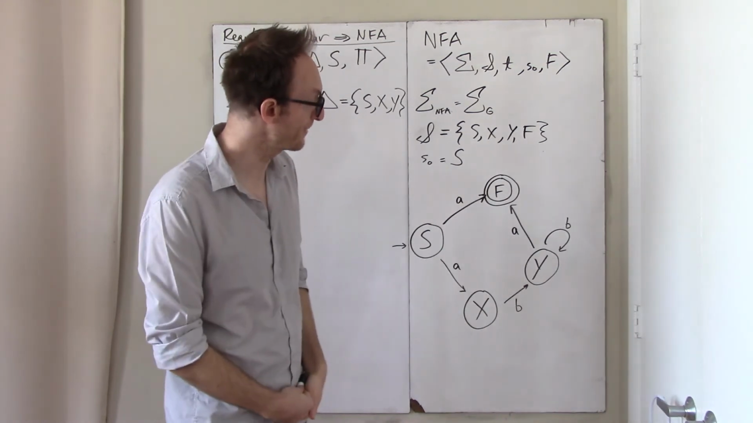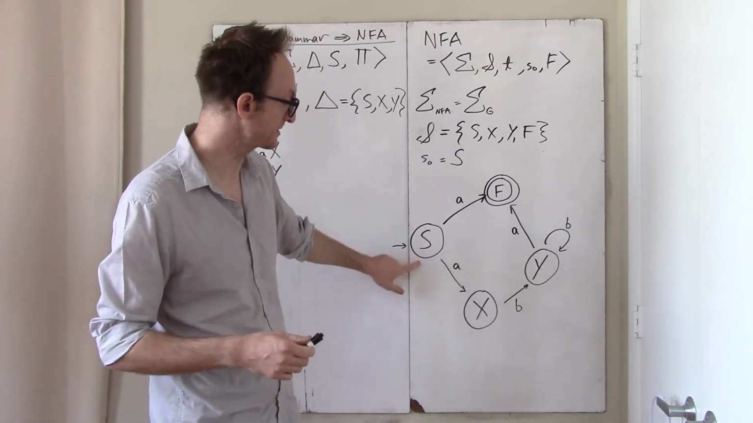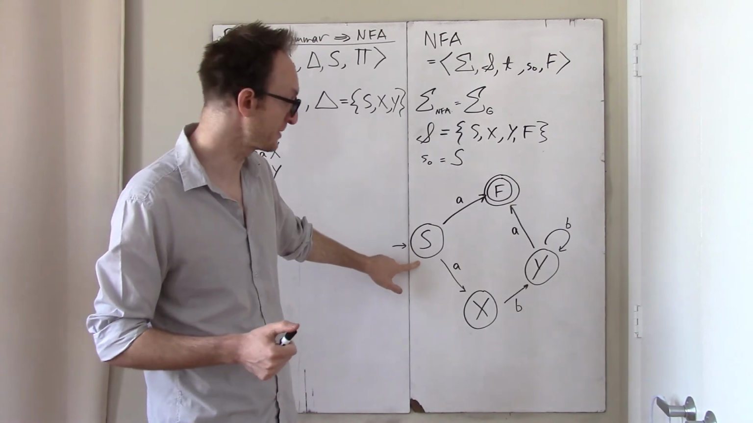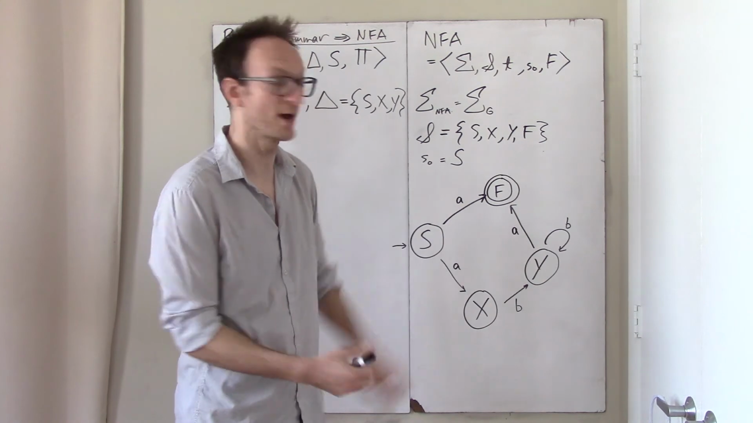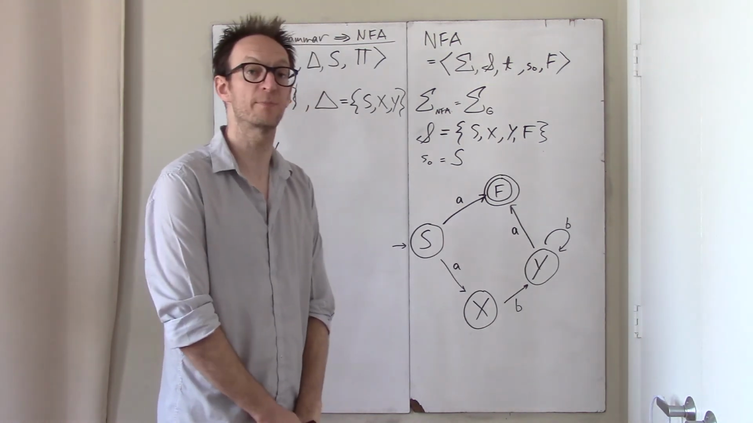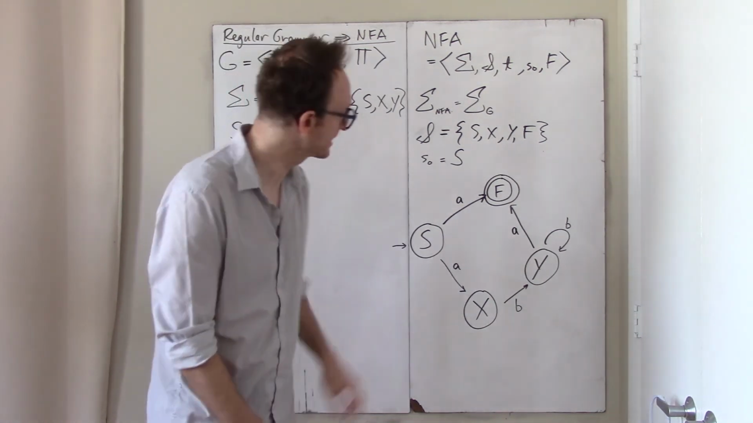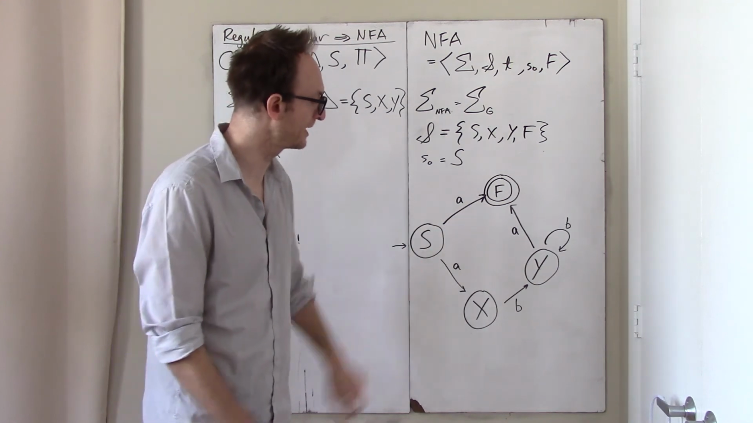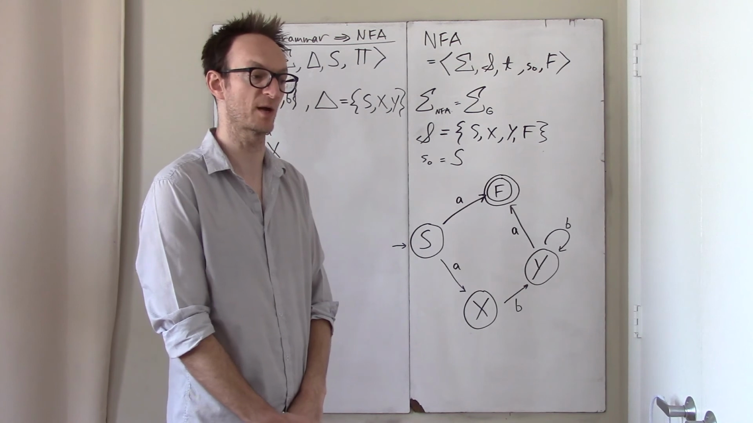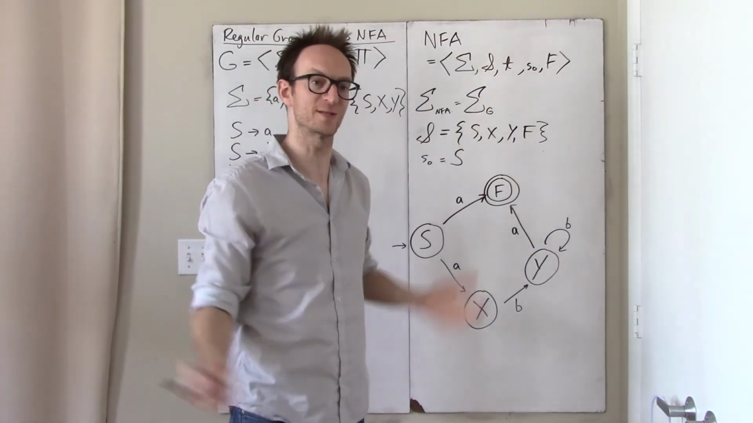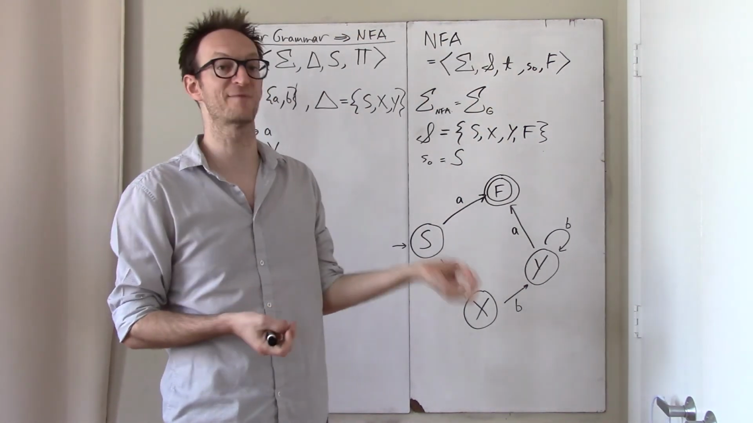One is that many states, like S, have no rule for what to do when there's a B. X has no rule for A. F has no rule for A or B. That could be patched up by creating an extra black hole state. But the fact that there are two A's here means that this really is non-deterministic in some kind of way. Well, that's just fine for us because we learned last week how to convert an NFA into a DFA.